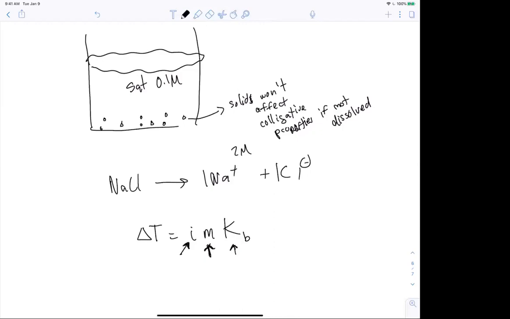I'm trying to remember exactly what the equation is here. So we're looking at, yeah, 38 and 39 are using a delta H equation. So we're looking at the delta H of solution. I just want to make sure I get the terminology right.